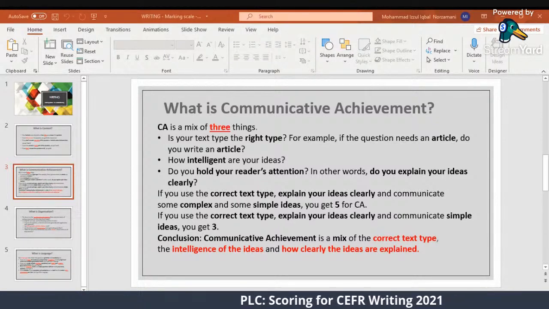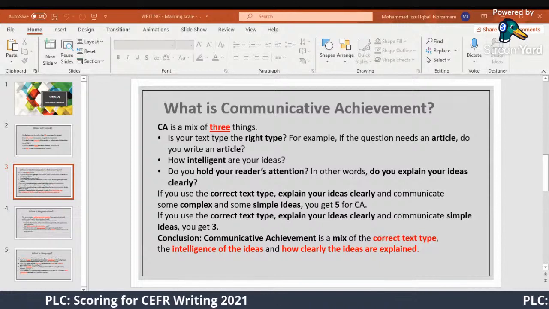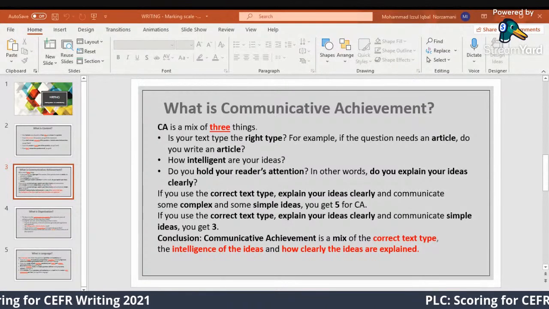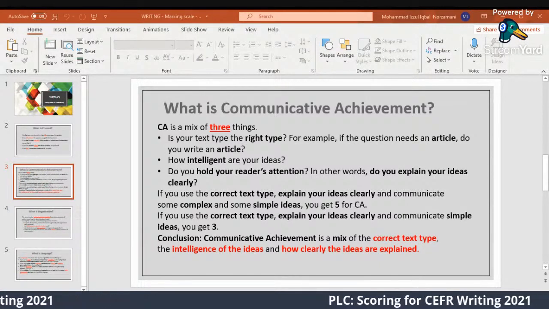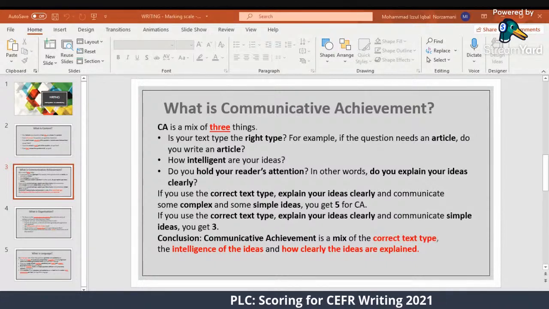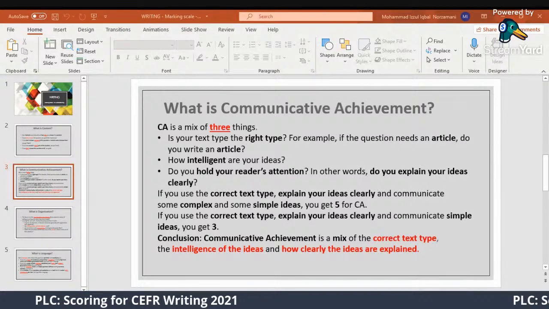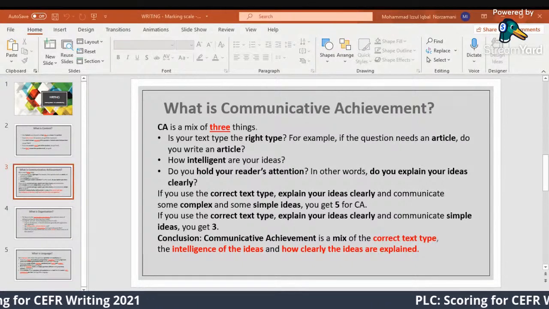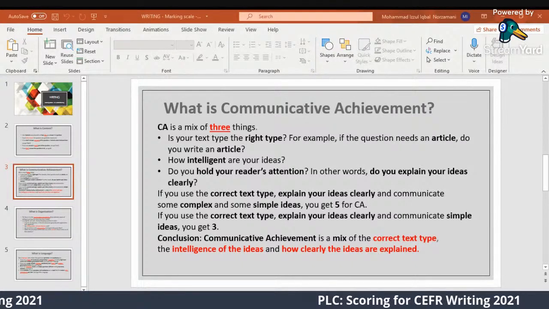And the conclusion is CA is a mix of all these three things. So the formality also, you have to look at it, and if the ideas are explained clearly, intelligently, convincingly, that's all under CA. So for CA, you don't look at language or the spelling or punctuation. No, you just look at the task. Okay, next, Izul.